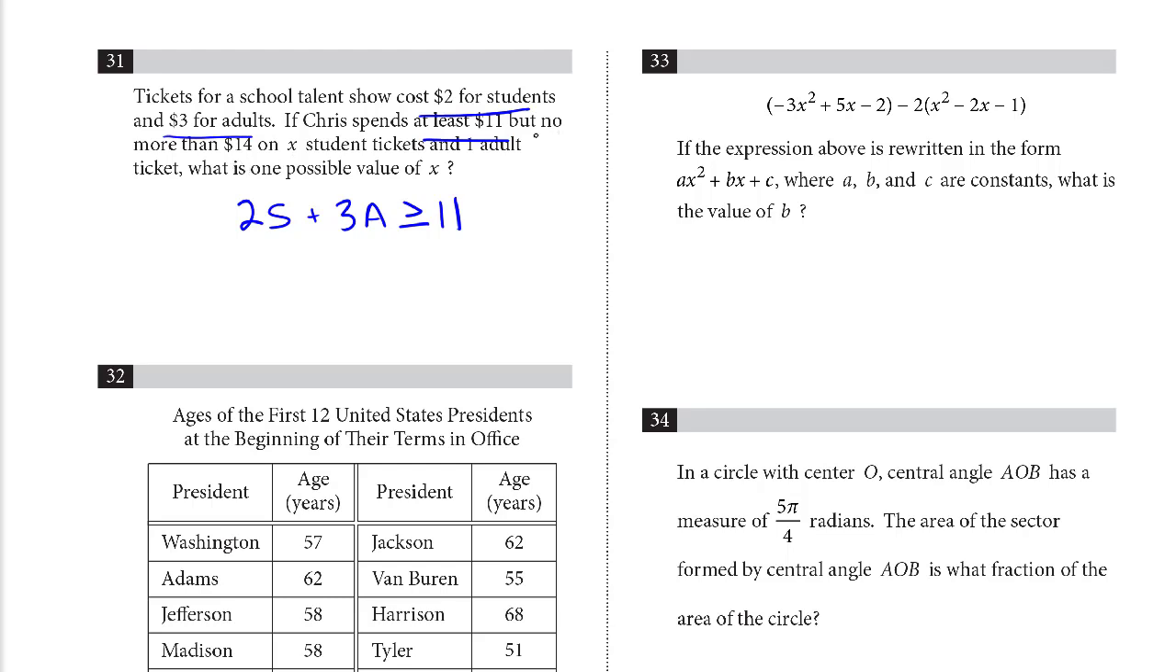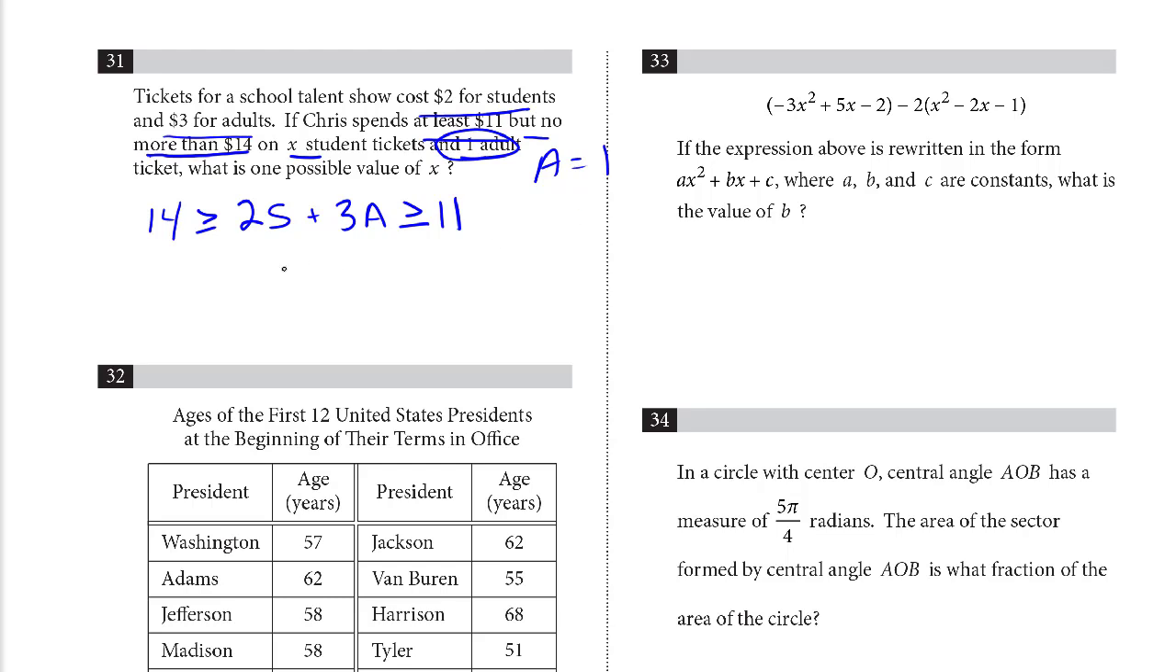So let's think about that. No more than 14. Does that include 14? Yeah, it could be 14. So it's going to be less than or equal to 14 on S student tickets and 1 adult ticket. So we know we have 1 adult ticket, A equals 1.